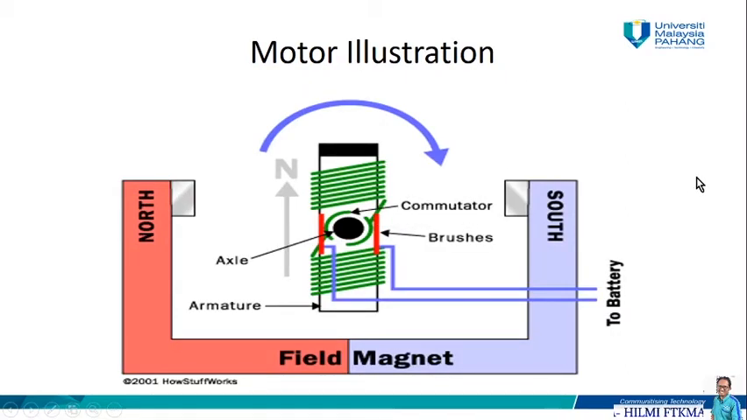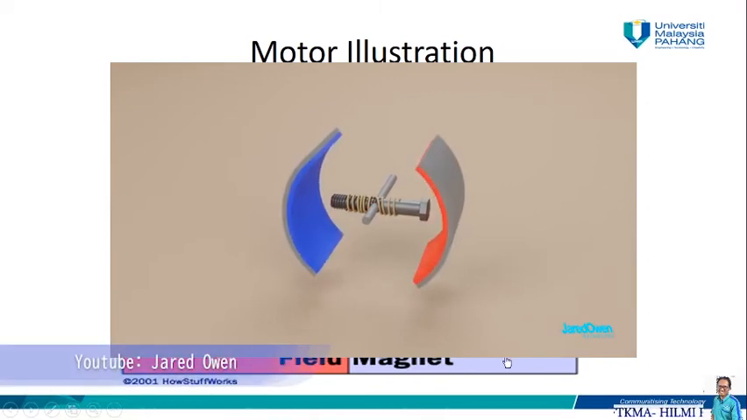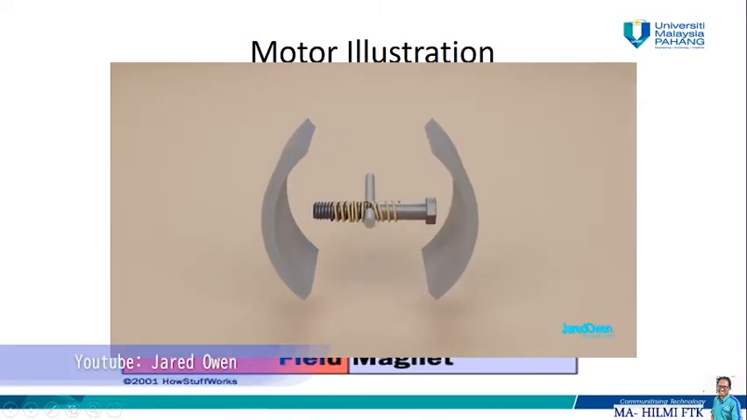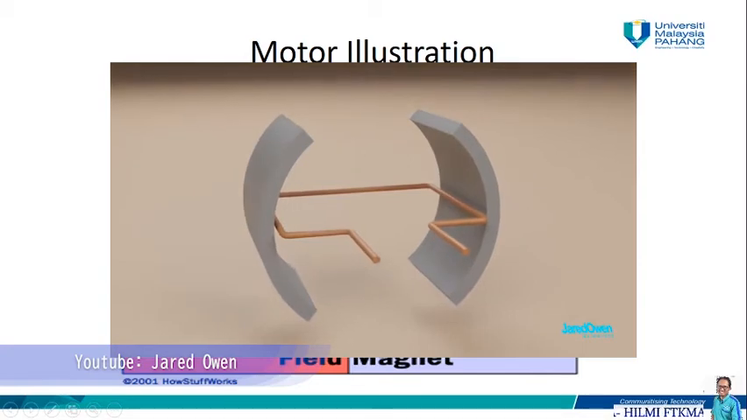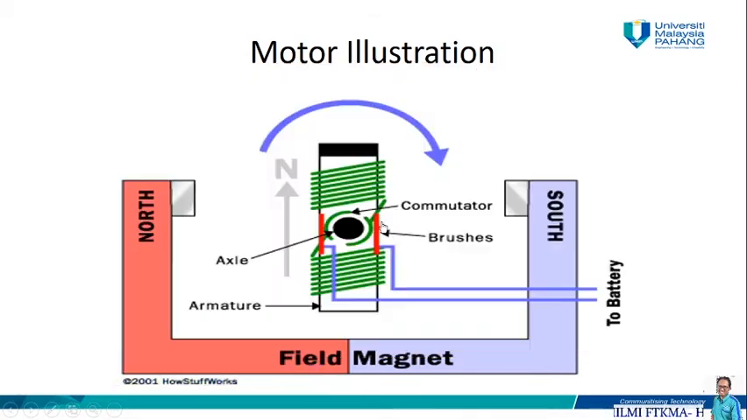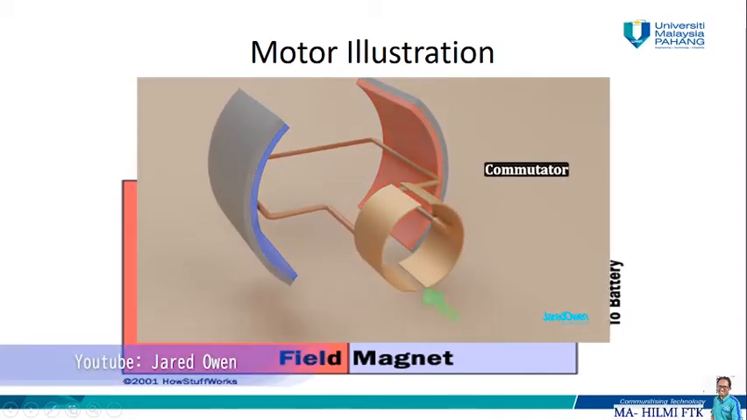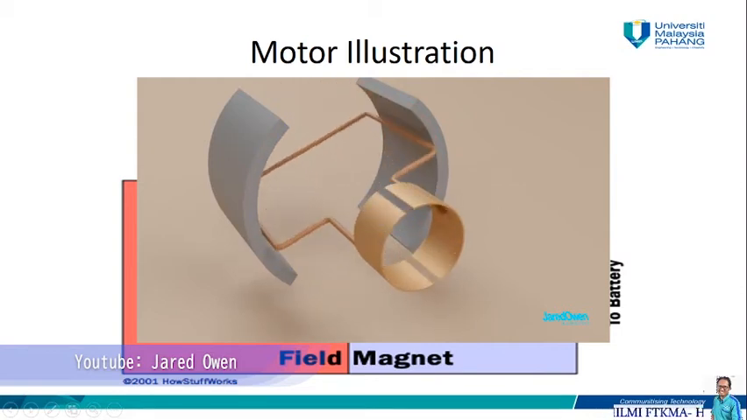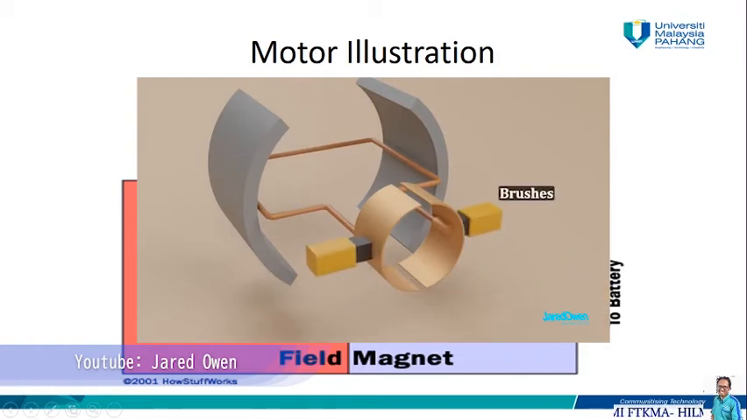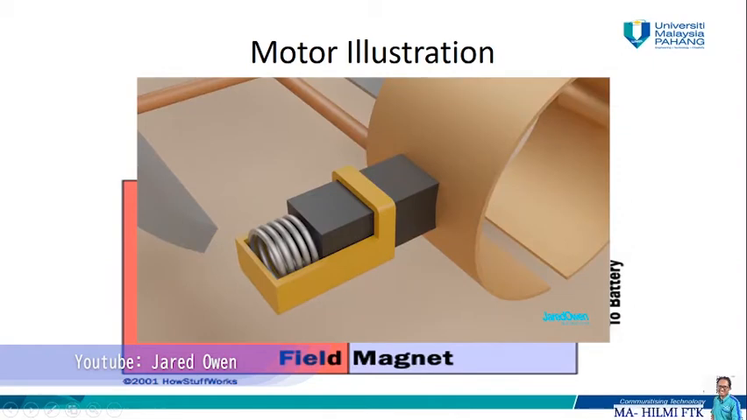So this is a motor illustration from a simplified version where we have the permanent magnet and we have the electromagnet in the middle with armature, okay, and then we have brushes which are in contact with the commutator, okay, and the brushes are connected to a DC power supply, okay, it can be a battery or whatsoever, and we are going to have a rotation of this armature in this direction.